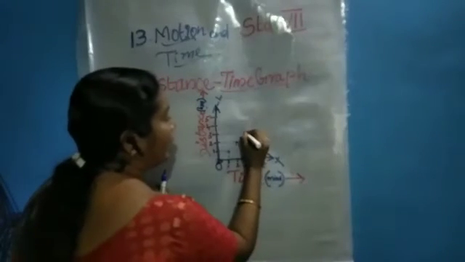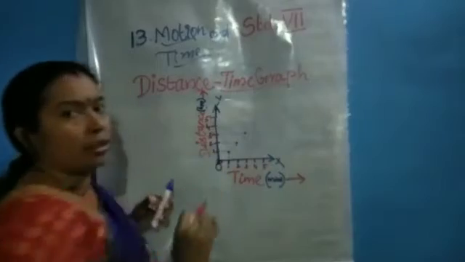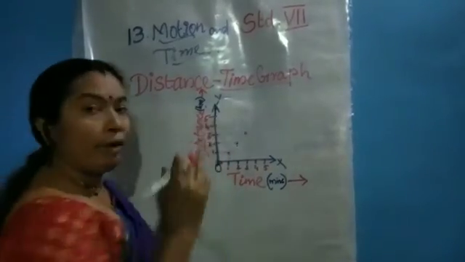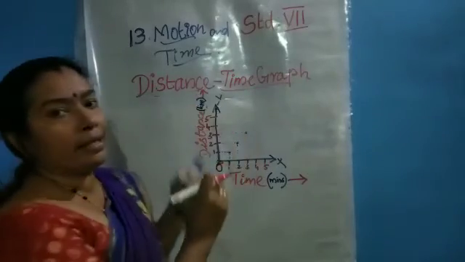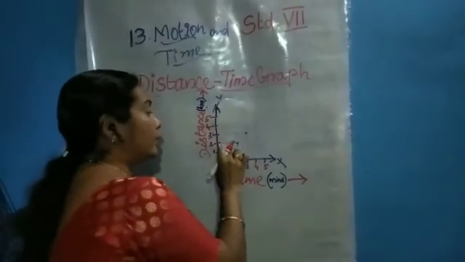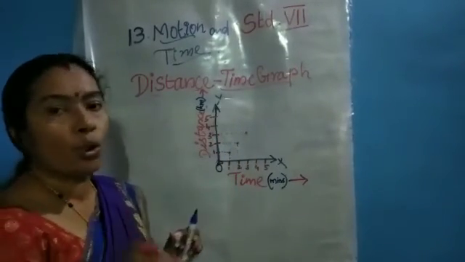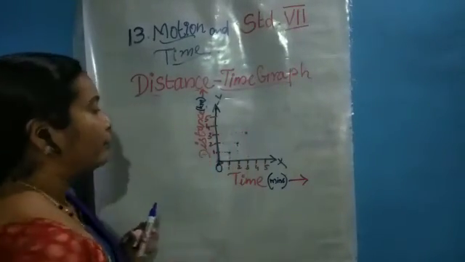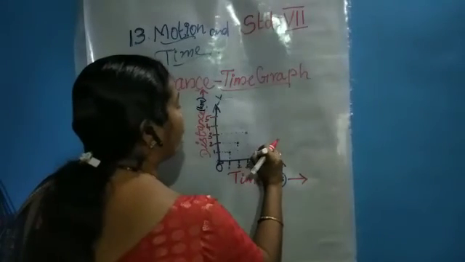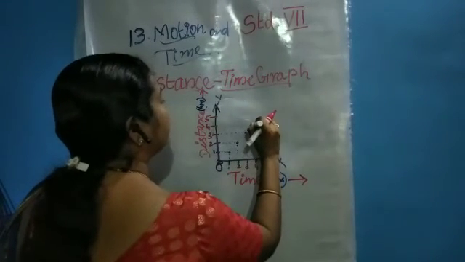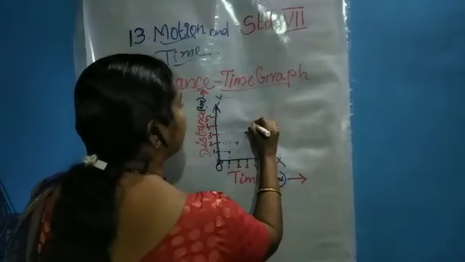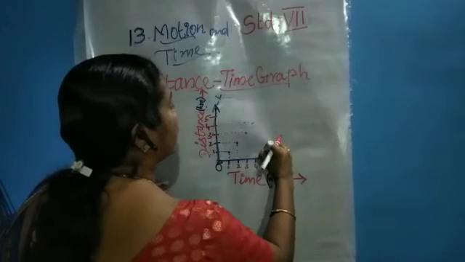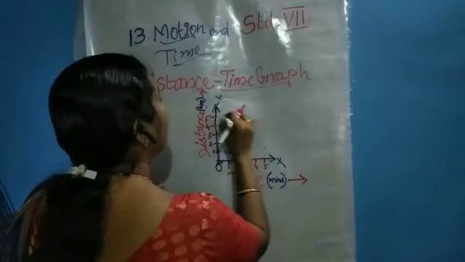For your understanding, I am keeping these dots. There is no need to keep the dots because in our graph paper we will have small and bigger grids, so where it is intersecting, you may put only the points. Here for your understanding I am keeping these points, but only the point is enough. In 4 minutes it covers 4 kilometers, and in 5 minutes it covers 5 kilometers.